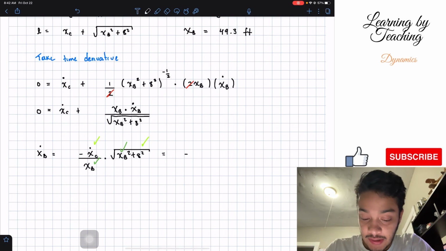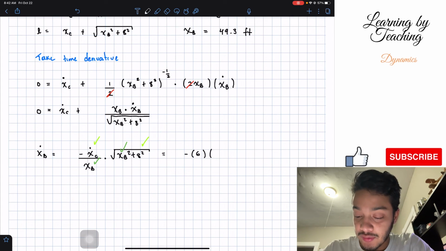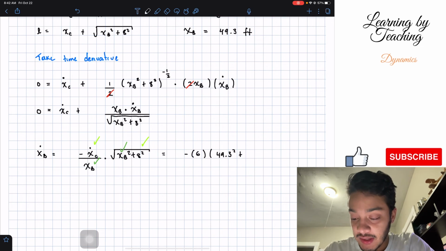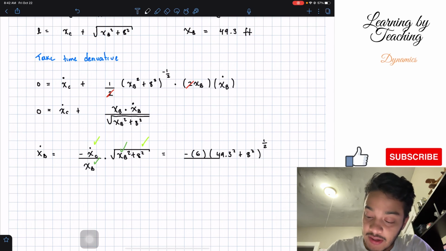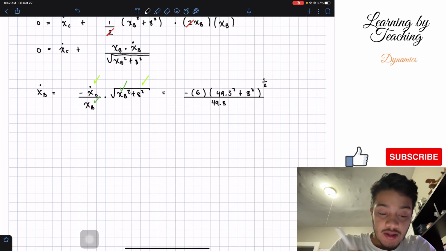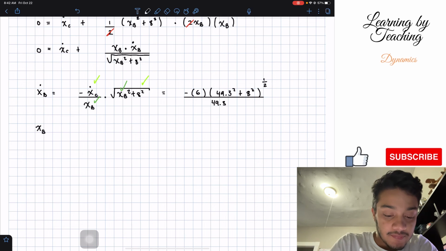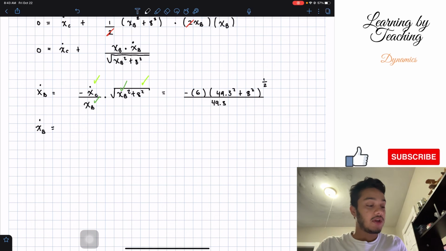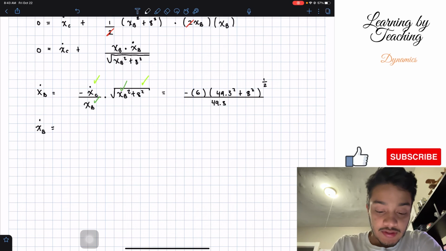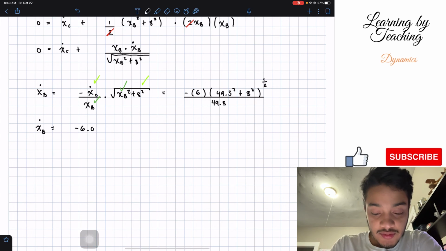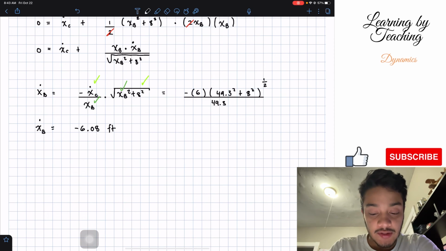If we plug that in, we get negative 6 feet per second multiplied by this square root, which is 49.3 squared plus 8 squared, all under a square root, all divided by XB, which is 49.3. If we plug this into our calculator, let's see how much we get. We get a total of negative 6.08 feet per second, rounded to 2 decimal places.